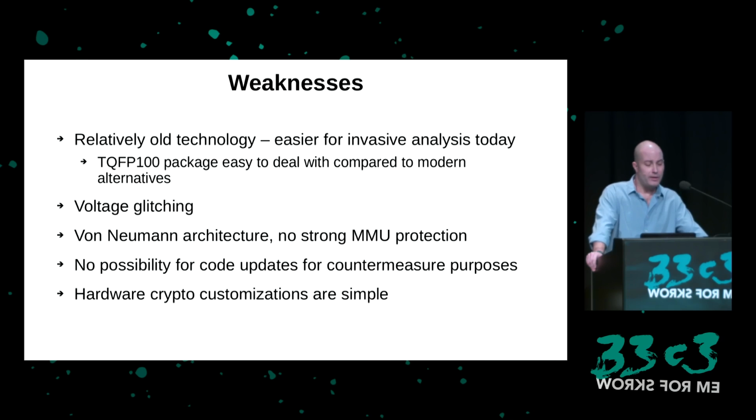It's a von Neumann architecture without strong MMU protection preventing code from being executed from RAM. They didn't leave any possibility for code update or dynamic code execution for countermeasure purposes. The software for the ACP is contained entirely in ROM, with no mechanism for software updates in the field. The hardware customizations to the crypto are quite simple and required no reverse engineering of the chip logic. I was basically able to guess the hardware customizations.